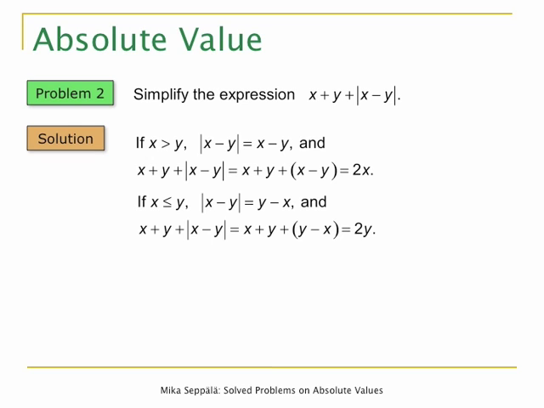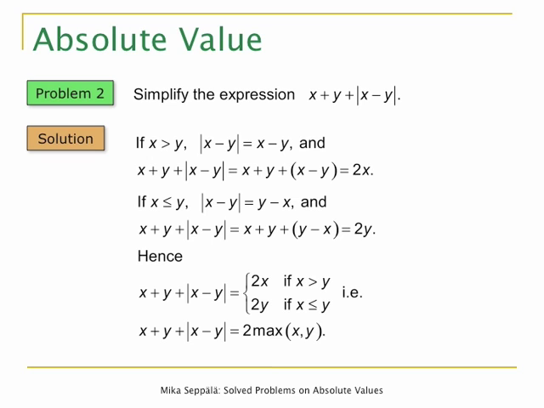So we observe that the expression to be simplified is 2 times x if x is greater than y, and otherwise the expression is 2 times y. And we conclude that x plus y plus the absolute value of x minus y is 2 times the maximum of the numbers x and y.